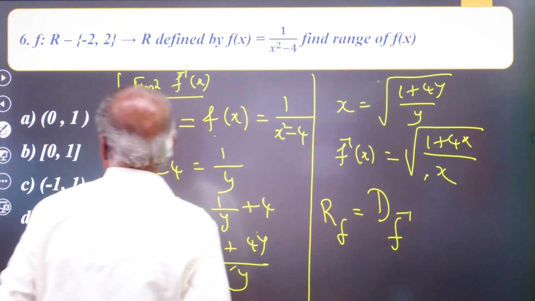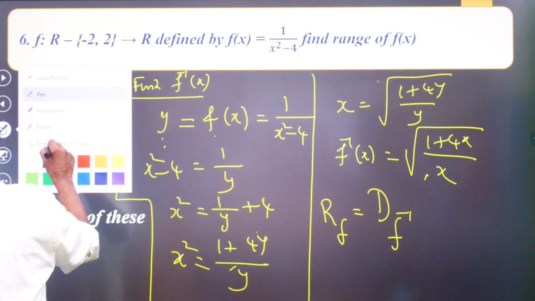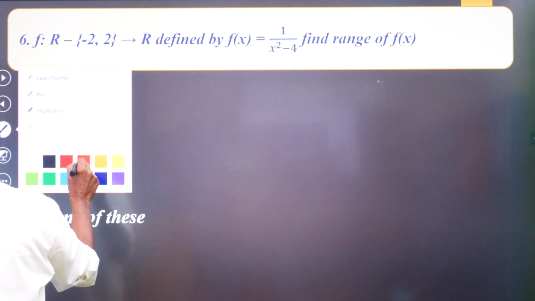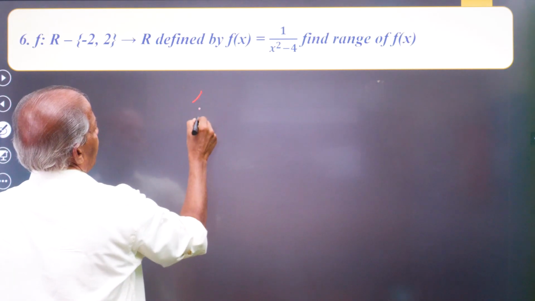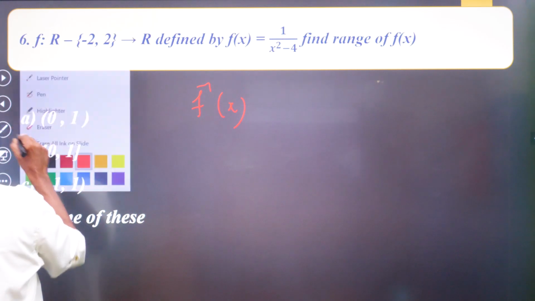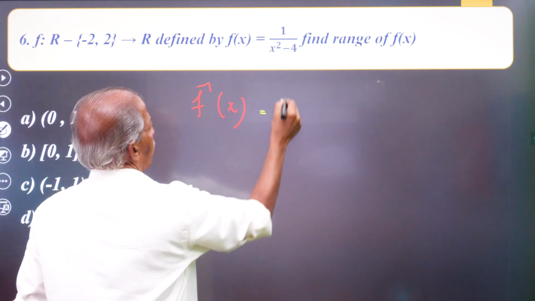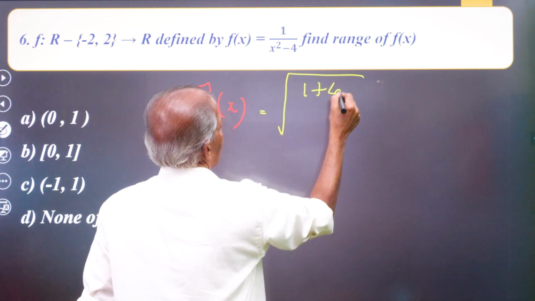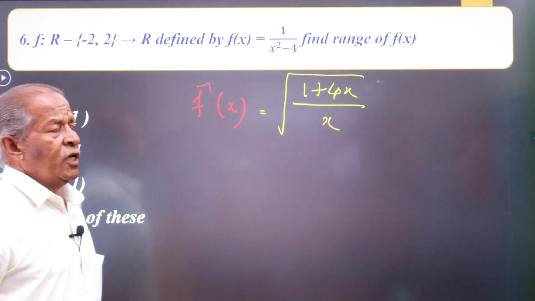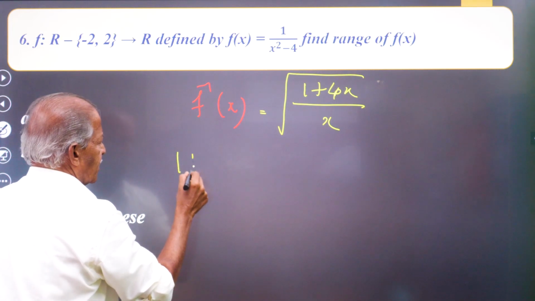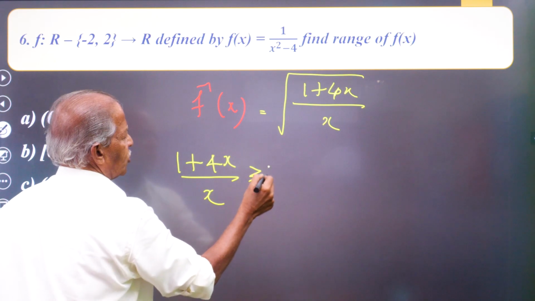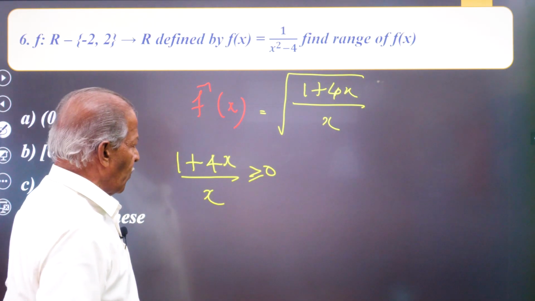For this, look here. One second. Clear the board. Now the function f inverse of x equal to square root of 1 plus 4x divided by x. What are the input values? We know that we already discussed the same case. 1 plus 4x divided by x must be greater than or equal to 0. Equal to symbol should be implied.